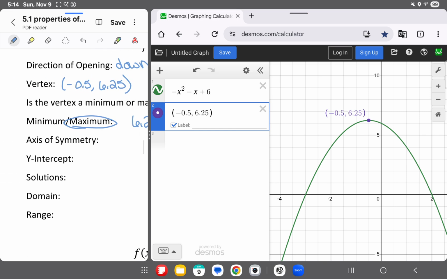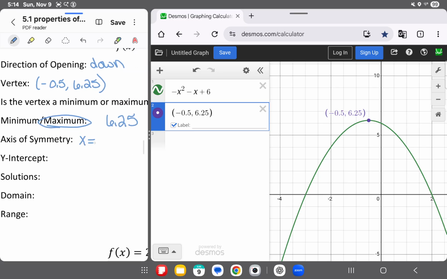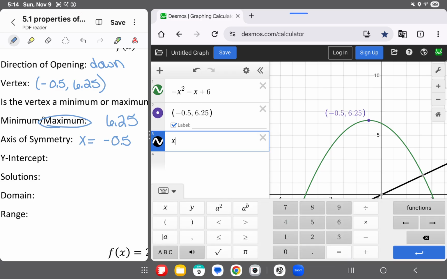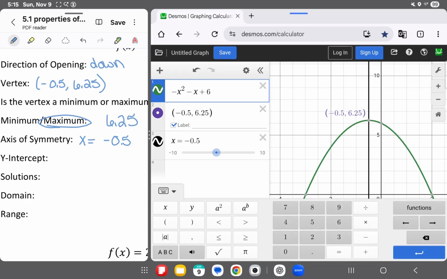And then for my axis of symmetry, that is going to be x equals the x value of my vertex, which is negative 0.5. And yes, it does have to be that equation. We can go ahead and graph that again as well, so you can see how it cuts that parabola in half. So then our y-intercept is going to be (0, 6).